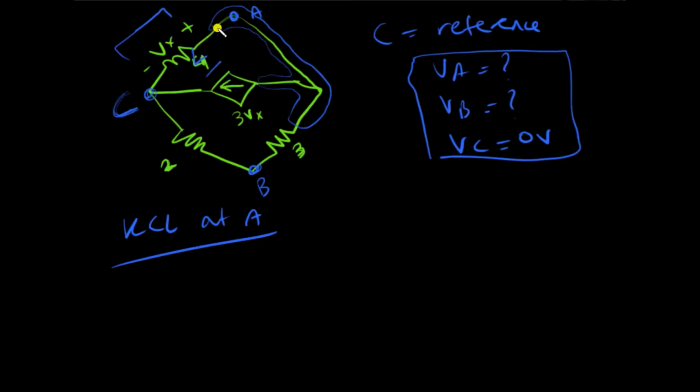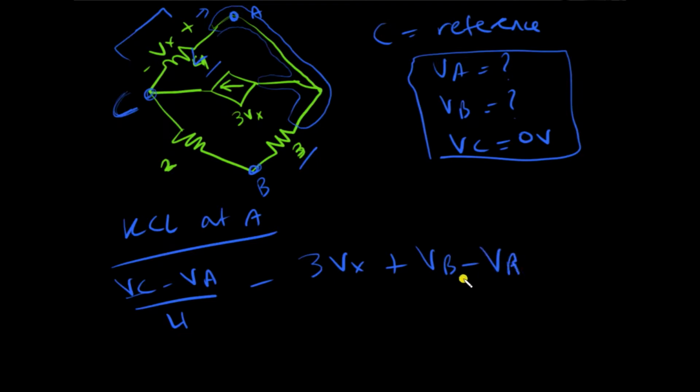So I'll just start off from the top. I'll just assume there's a current entering here. So I'll write VC minus VA divided by 4 because I'm assuming that the current is flowing from C to A. So VC comes first and then VA. And there is this current flowing into node A, but it's actually leaving, so I'll write minus 3 Vx because it is leaving the node. And there is this third branch, and there is a current entering node A from the VB direction, so I write VB over divided by 3.